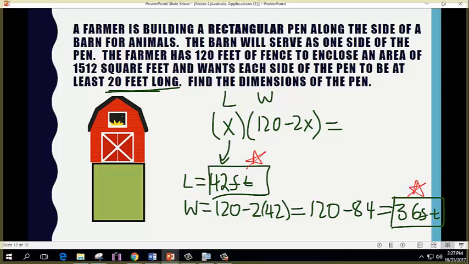And I'm going to do a double check here because we know that 1512 is our square footage that we're trying to enclose, so I'm going to figure out and see if that works. I'm going to do 42 times 36 and see if that equals 1512, and absolutely it does. So that means that that is your dimensions.